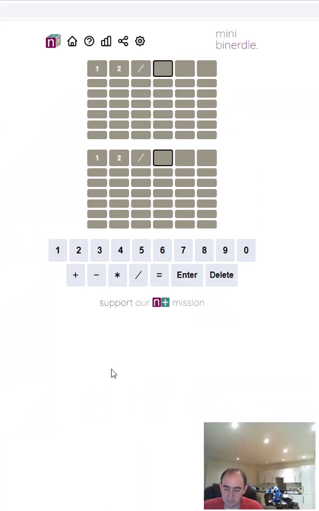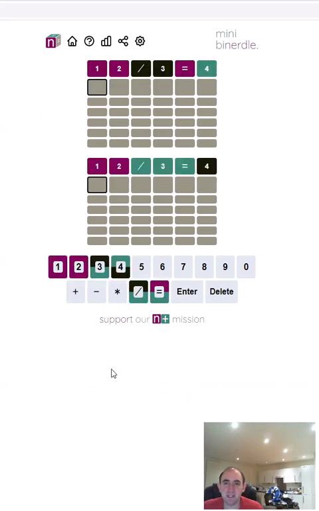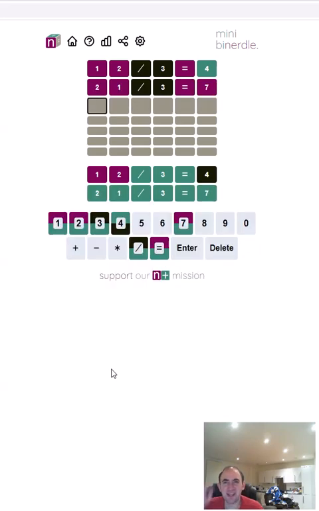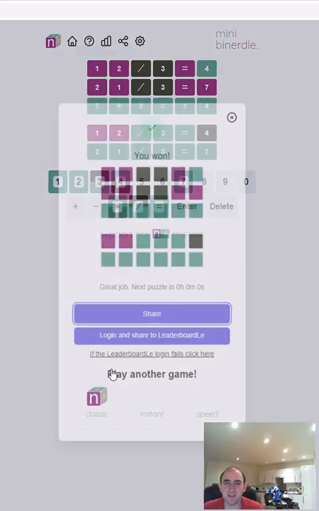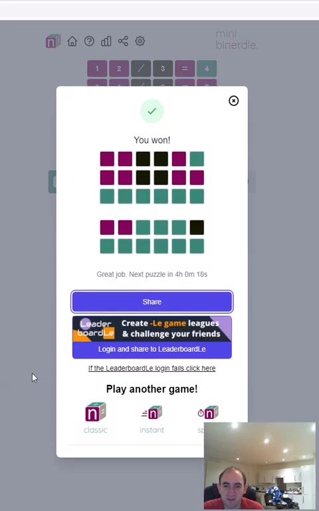Okay, the mini by Nerdle. 21 over 7 then? Over 3, sorry, equals 7? Yes. Oh, the top one, we've got all of the digits. So I'm thinking 7 times 2 equals 14. It can't be 2 times 7, so this is not a 50-50. There we go. Got it in 3.